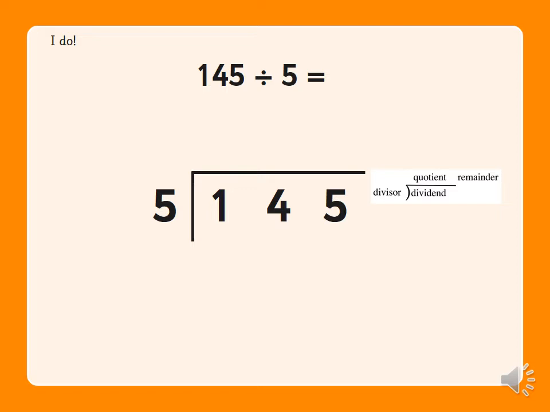So the 5 is called the divisor, the number you divide by, and that goes on the outside. The bigger number, the one that you're dividing, goes inside the bus stop, and that is called the dividend. Then the quotient is the number at the top, which is basically the answer, and then you've got the remainder.